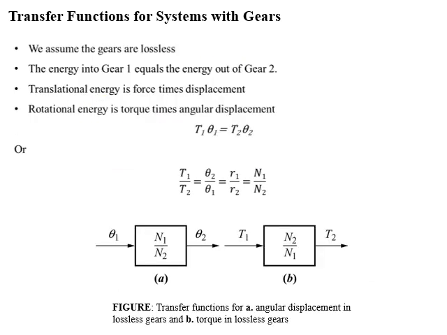Dear students, further we will assume that the gears of the system are lossless, which means energy applied to gear 1 will be equally transferred to gear 2. The translational energy is force multiplied by displacement, whereas rotational energy is torque multiplied by angular displacement, and we obtain T1θ1 equals T2θ2 because gears are lossless and energy is completely transferred from the input gear to the output gear.